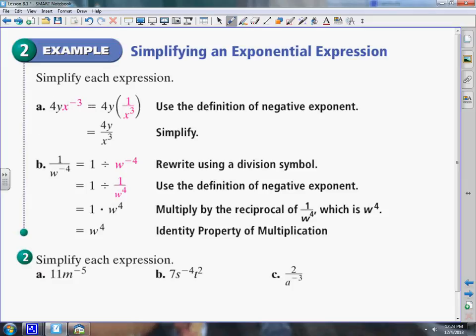And then you can see, okay, 4y just stays the same, and then x to the negative third becomes 1 over x to the third. So then you can write it as 4y over x to the third. 1 over w to the negative 4 is 1 divided by w to the negative 4, which if I wrote w to the negative 4 out, it would be 1 over w to the 4. And then when you divide, you can multiply by its reciprocal, so it would just be w to the 4th power. So try A, B, and C.